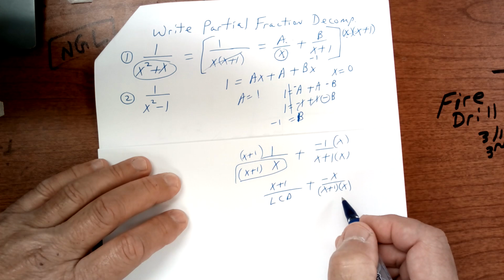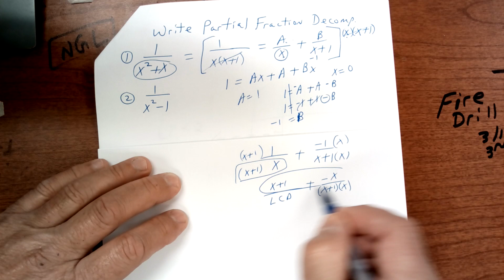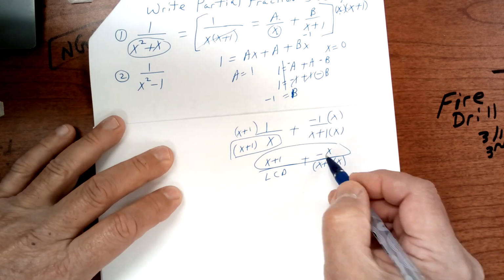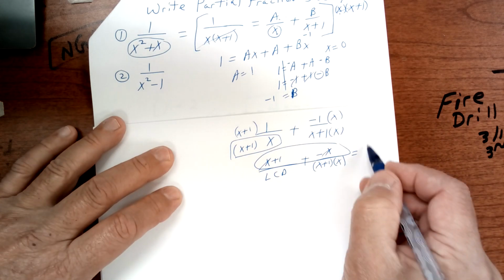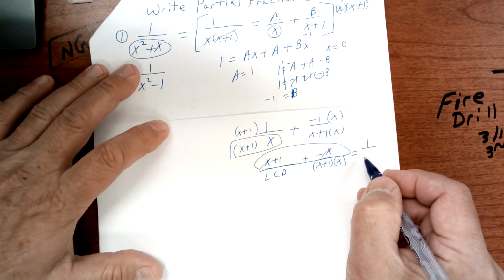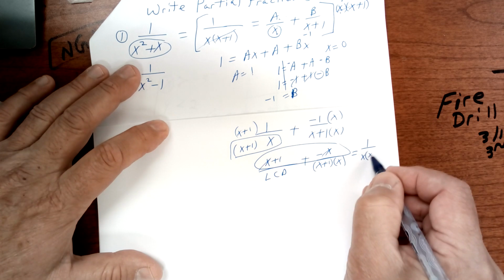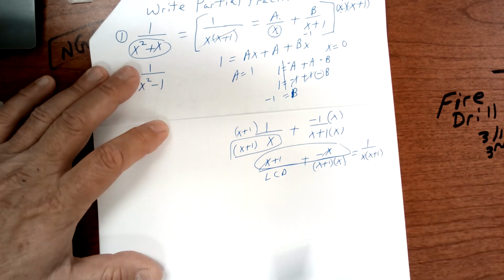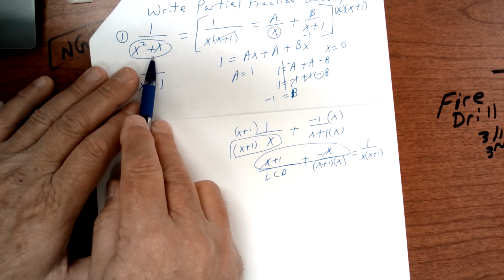Now that your denominators are the same, you can go ahead and add numerators. And when you add numerators, the x's cancel. So you're going to get 1 over your least common denominator, which is x times x plus 1, which is what we started with. And that's how you do the decomposition.